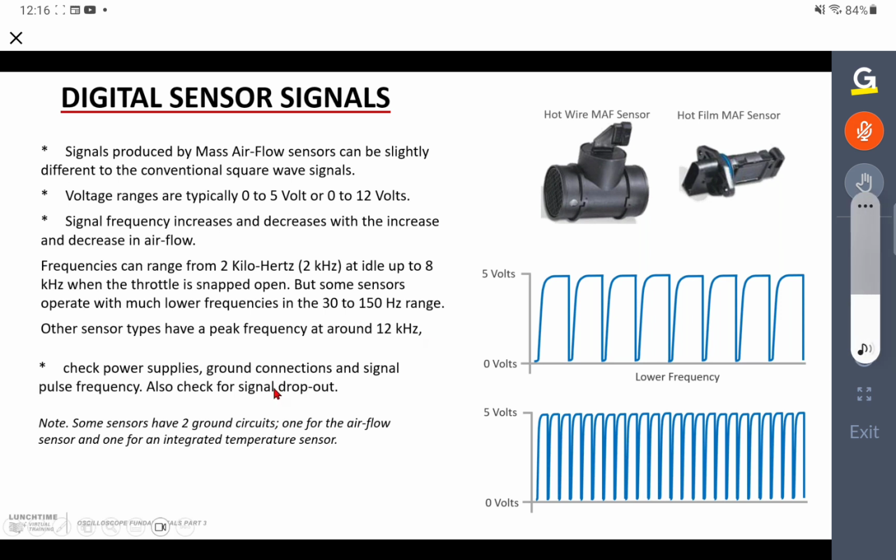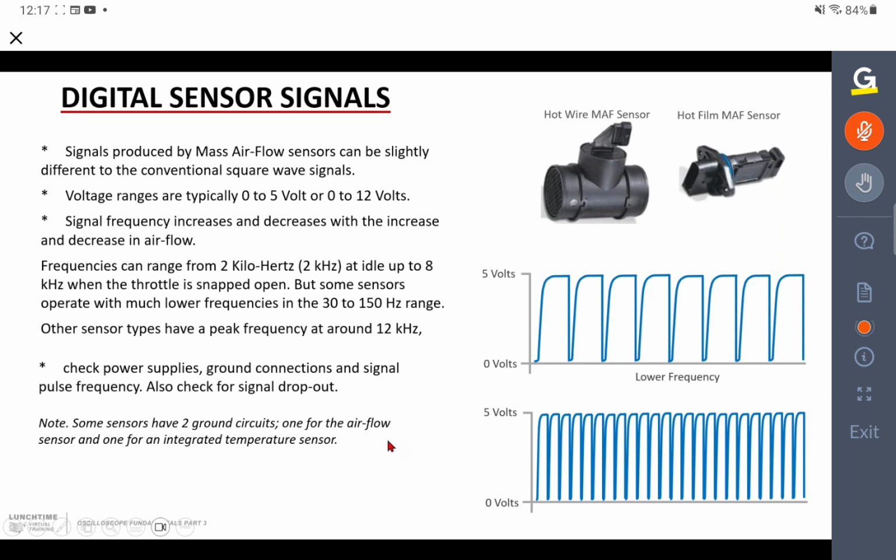Same rules apply. If you haven't got a signal, you've got to check for a power supply, check the ground connections. Then obviously, if it's all working, check the pulse frequencies. And again, play with the wiring, just move the wiring about to check for a dropout of the signal, which can occur obviously with bad connections.